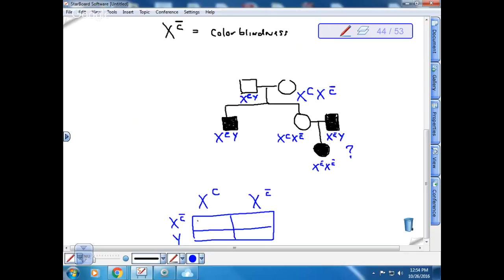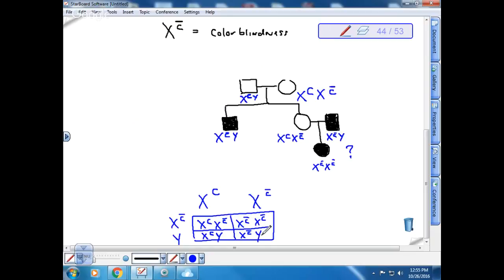So if they have a female child, X, and I always put the dominant one first, okay? So if they have a female child, then it is a 50% chance that that offspring would have color blindness. And then if I look at the males, in this case, it's the same probability. I always put the X's first too. So in this case, it doesn't matter whether they're male or female. They would also have a 50% probability. Okay?